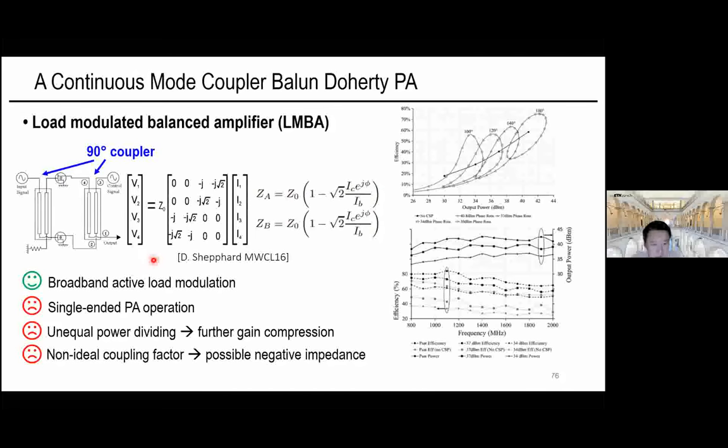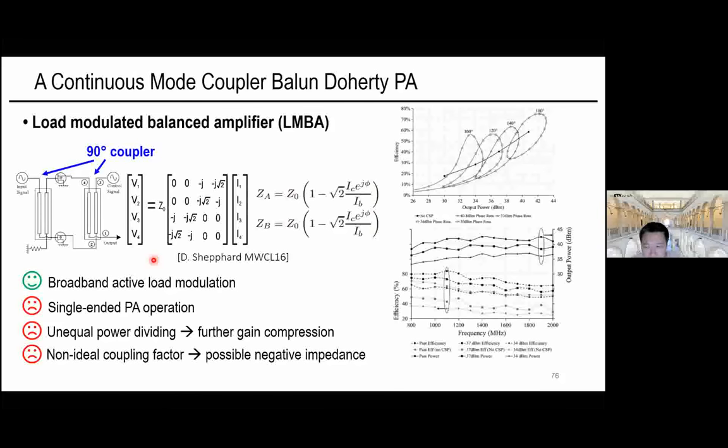The unique advantage here is that it can support a very wide band active load modulation, only limited by the 90 degree coupler. This is why the LMBA topology is becoming very popular in both III-V compound devices and also silicon PA worlds.